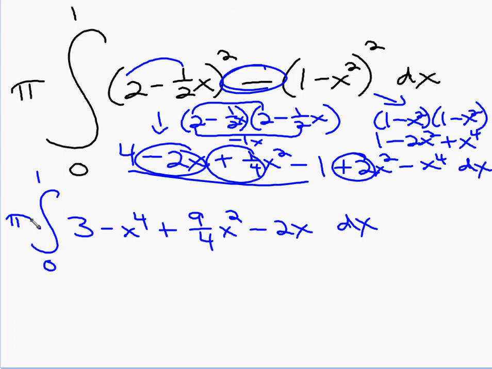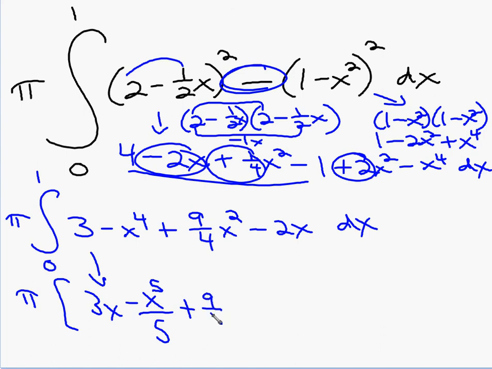From there, it's a pretty straightforward polynomial. Let's go ahead and get to that antiderivative. This would be 3x. Of course, this whole thing is going to be times pi. 3x minus x to the 5th over 5, plus 9/4 times x cubed over 3, minus 2x squared over 2. And that whole thing would be evaluated from 0 to 1.